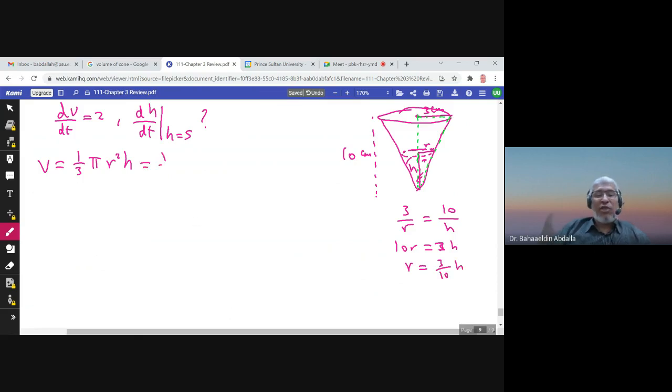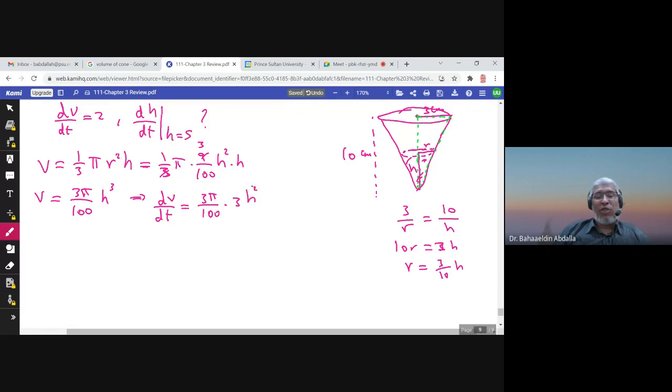So I can write this equation as 1 over 3 pi times, and r squared, I can write as 9 over 100 h squared, times h. So the volume would be, 3 cancels with 9, 3 pi over 100 h squared times h, which is h cubed. And now I have V and h only, so I can find the derivative of this equation with respect to t. 3 pi over 100 is just a constant. The derivative of h cubed is 3h squared dh by dt.